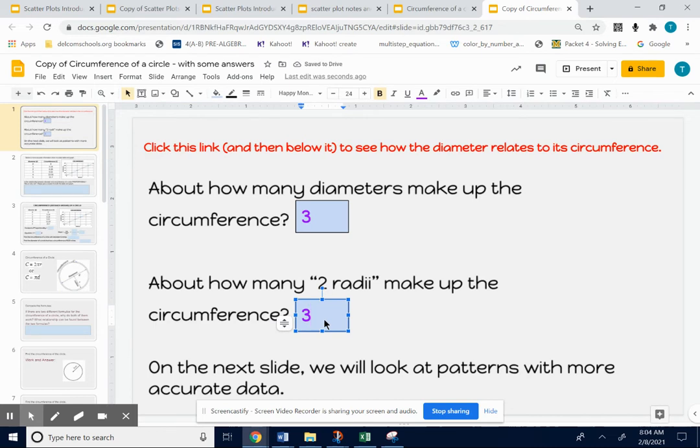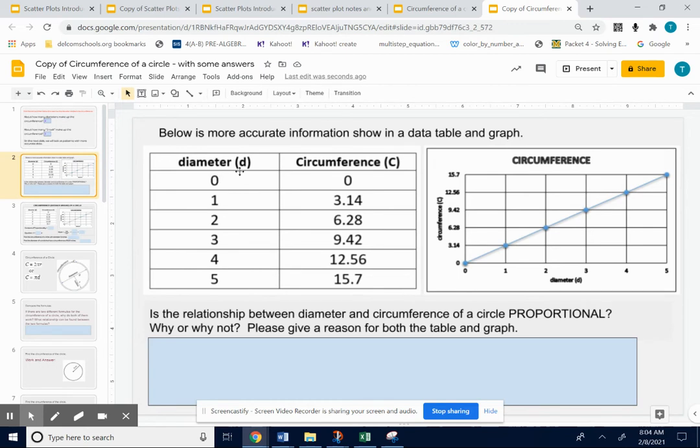Okay, let's look at the same information, but let's look at more accurate data. Let's say that I used that website or a different way to find the circumference given the diameter, but I rounded to the 100th. I got an answer to the 100th. So a diameter of 1 gives me a 3.14 circumference. A diameter of 2 gives me a 6.28. 3, 9.42, and so on. So here's a data table showing me various diameters along with the circumferences.